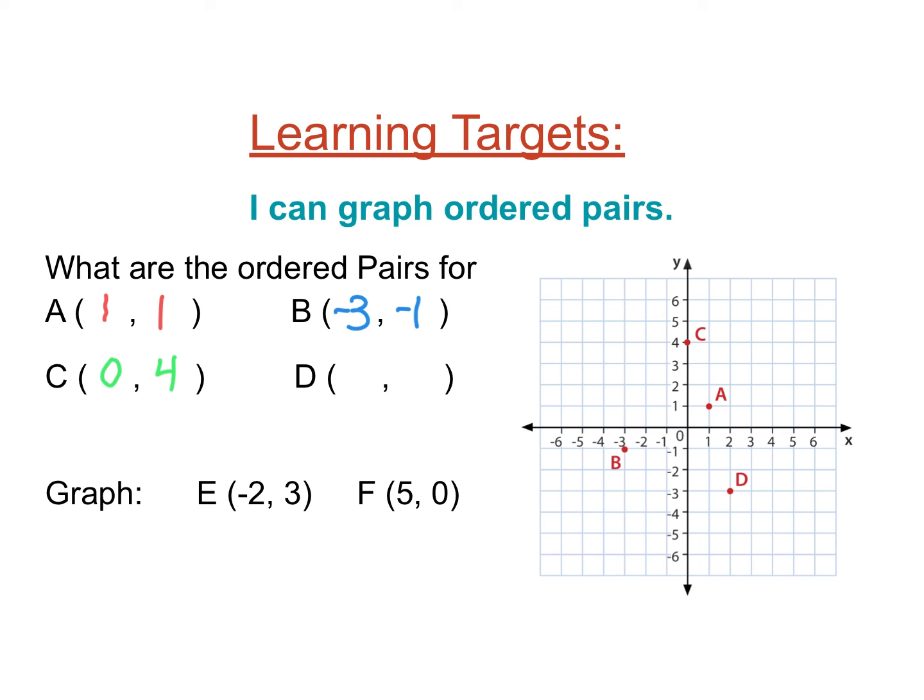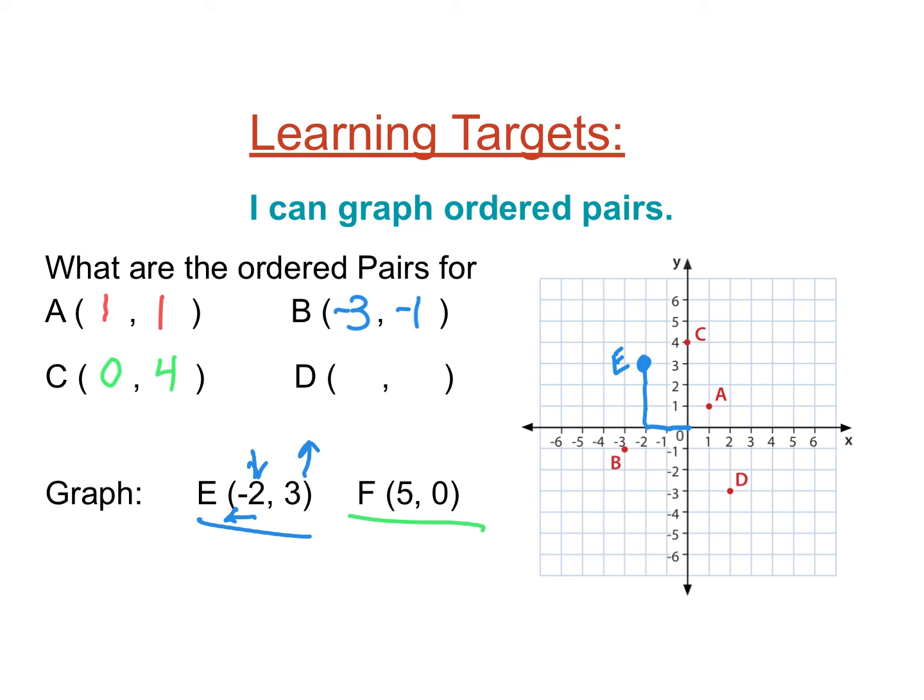Okay, so for point E, we're going to follow these directions. We're going -2 and +3. So we're starting in the center, we're going left 2, because that's where the negatives are, and then we're going up 3, 1, 2, 3, and that is where I'm going to put the point. I'm going to name that point E.